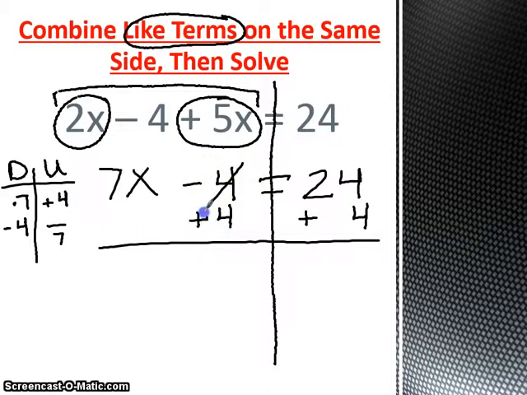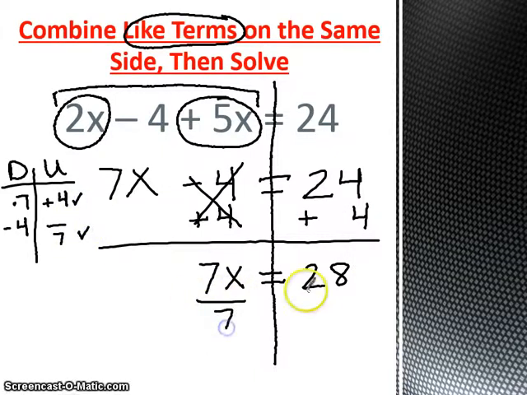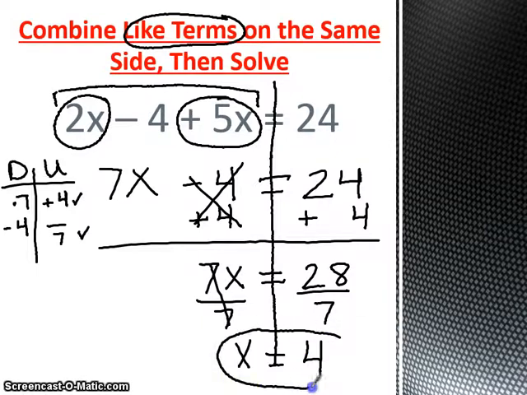Negative 4 plus 4 makes 0, and 7x plus 0 is just 7x. So 7x equals 24 plus 4, which is 28. Our second step in our undo is to divide each side by 7 to create a coefficient of 1. 7 divided by 7 is 1, 1x is just x, and 28 divided by 7 is 4. So the value of our equation is 4. And you can still substitute back in to see if it equals 24.